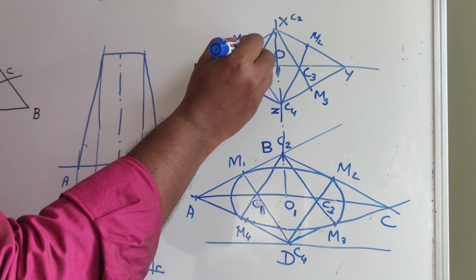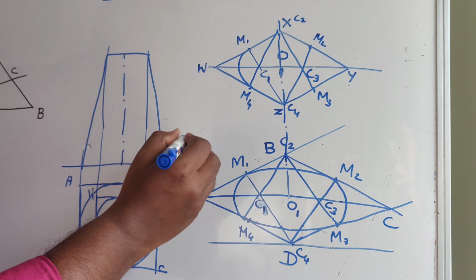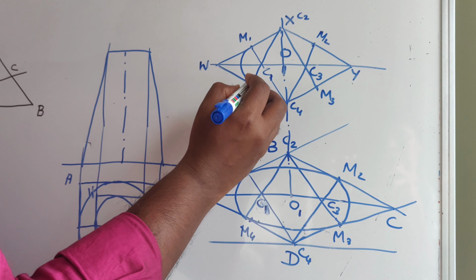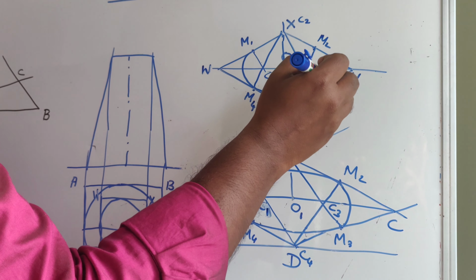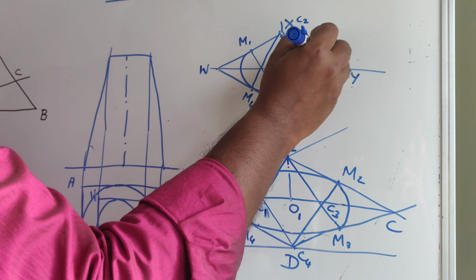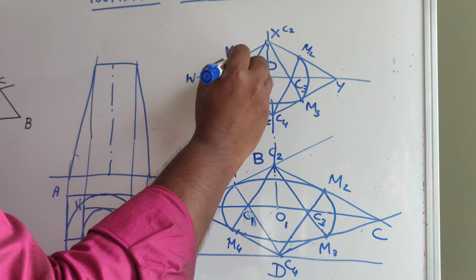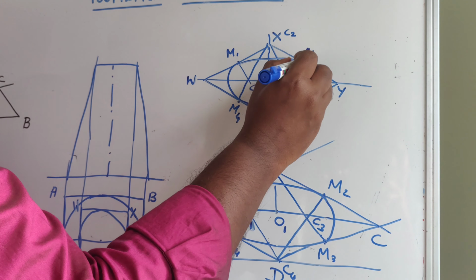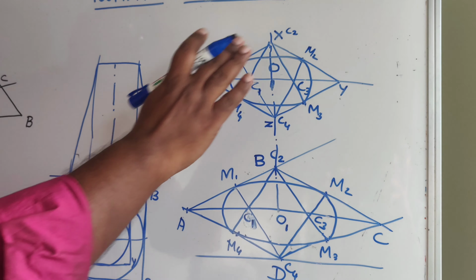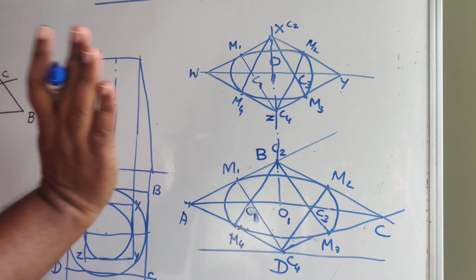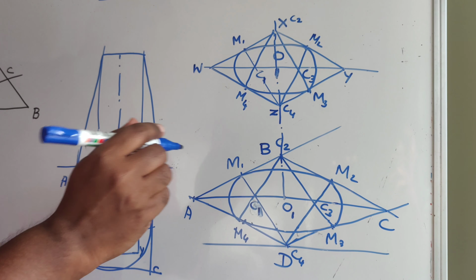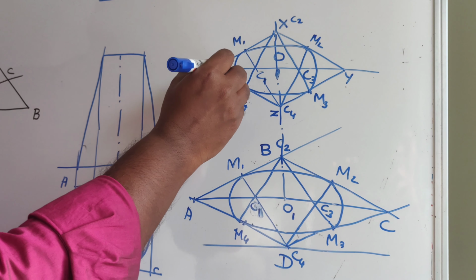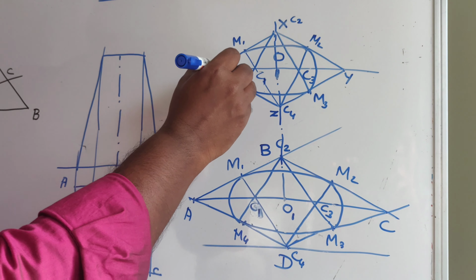Taking C1 as center, C1 M1 as radius, you can draw the first arc. Taking C2 as center, C2 M4 as radius, drawing the next. Then C3 as center, C3 M2 as radius, you are drawing the next one. Then C4 as center, C4 M1 as radius, you are drawing the final one. So you got the 4 arcs and you got the ellipse at the top. Now it is simple to complete this particular frustum. You have to join the extreme ends.